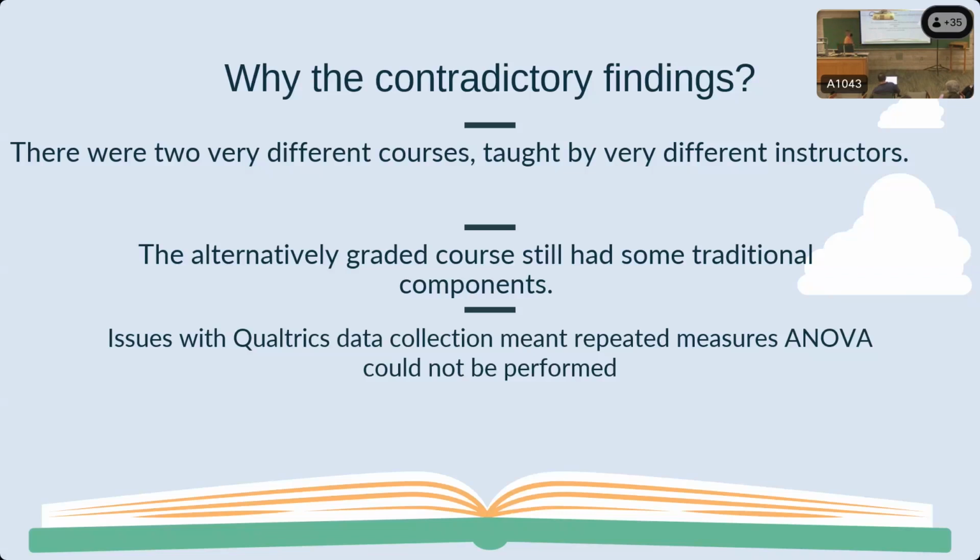The alternately graded course still had some traditionally graded components. So the infographic, for example, was very much traditionally graded, although we did provide feedback and there was room for resubmission and whatnot. The final piece was we had some issues with Qualtrics data that meant that we couldn't actually do the types of repeated measures ANOVA analysis that we really wanted to do to track differences in how individual students may have changed over the course of the semester in relation to the impact of that assessment on their learning.